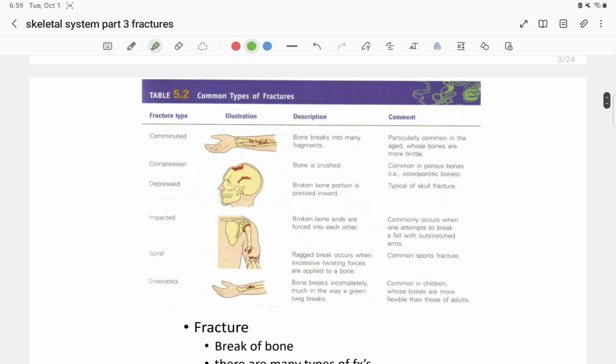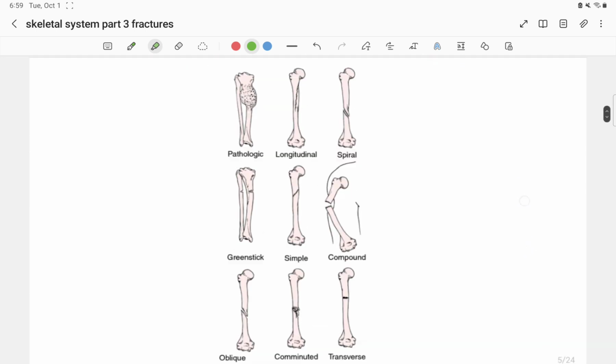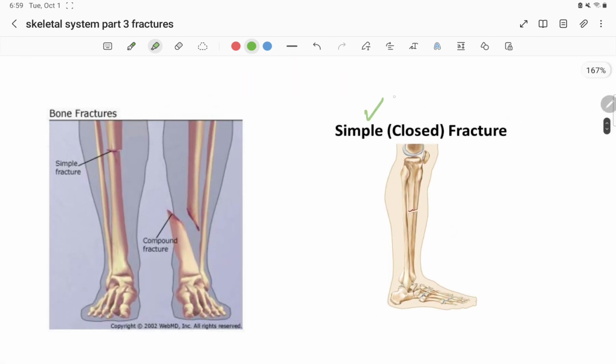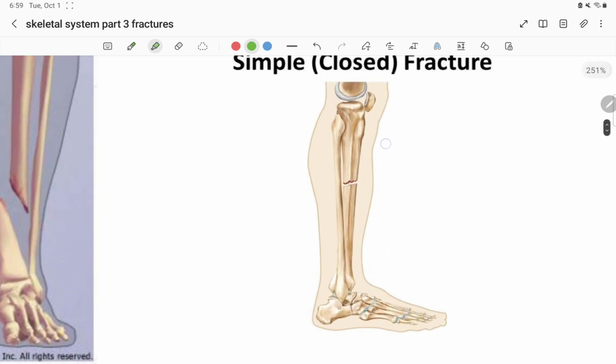Okay, fractures also have different names depending on the nature of the fracture. For example, let's start with this one. A simple closed fracture means that the bone was broken into 2 pieces, a pretty clean break. So it's a pretty clean break, and the bone was broken into 2 pieces, so therefore we have a simple fracture. It's not piercing the skin, so you could also say this is a closed fracture.